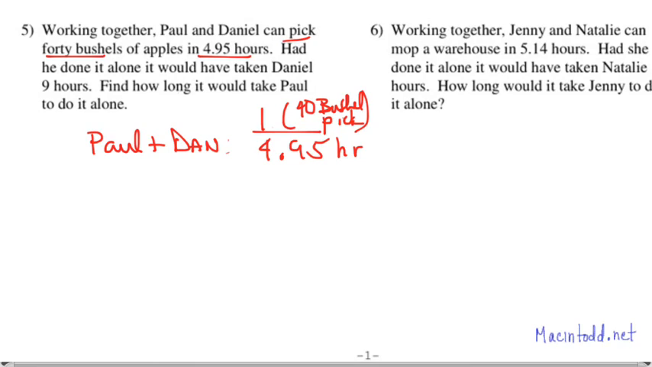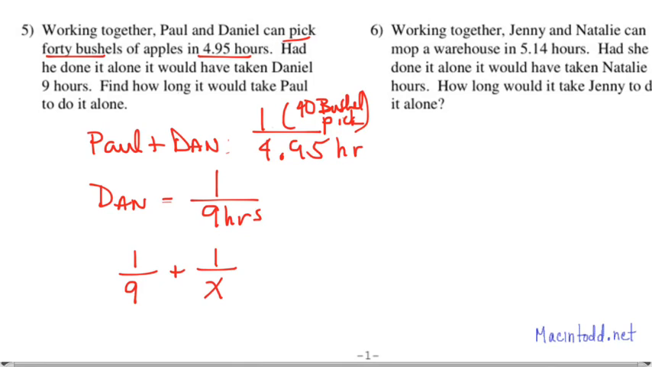And it says Dan by himself can do that same job, one of those jobs, 40 bushels, in 9 hours. How long would it take Paul to work alone? And so we can write our equation like this: Dan's rate of work plus Paul's, and we don't know how long it takes him by himself, so we call that x, the thing we don't know, gives us a total rate of 4.95.